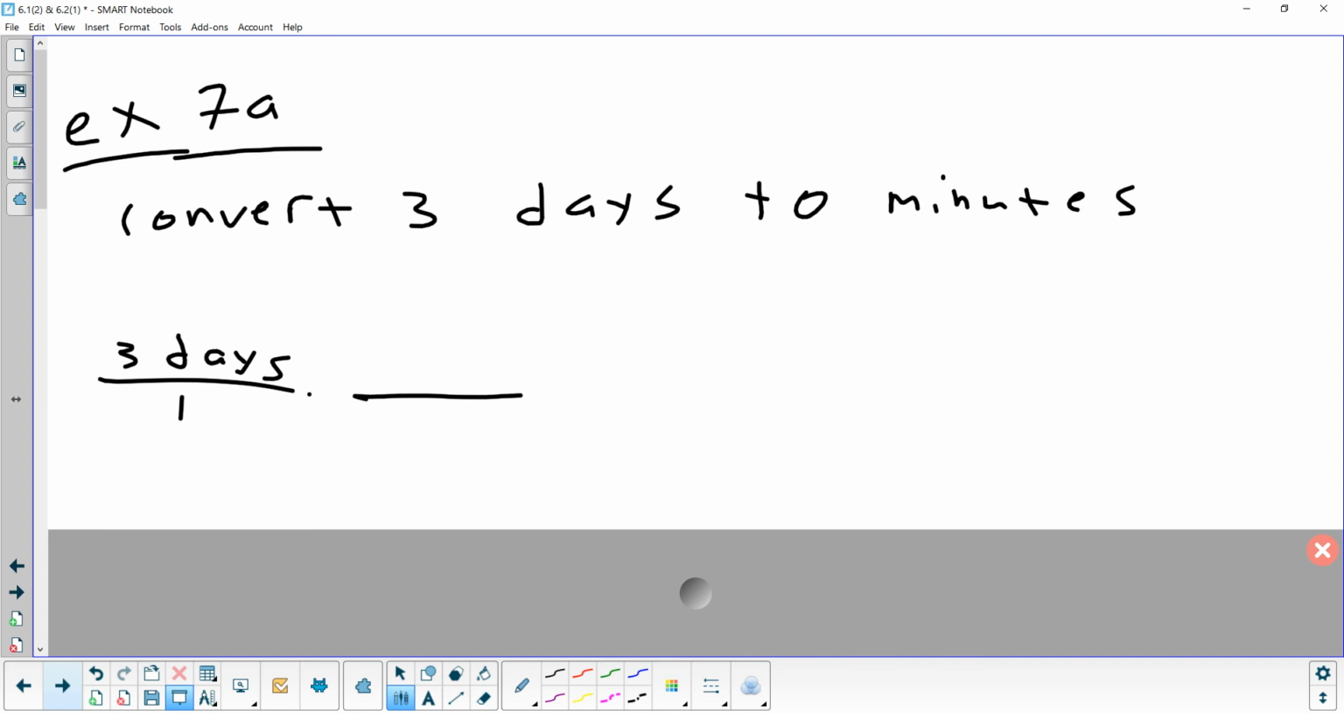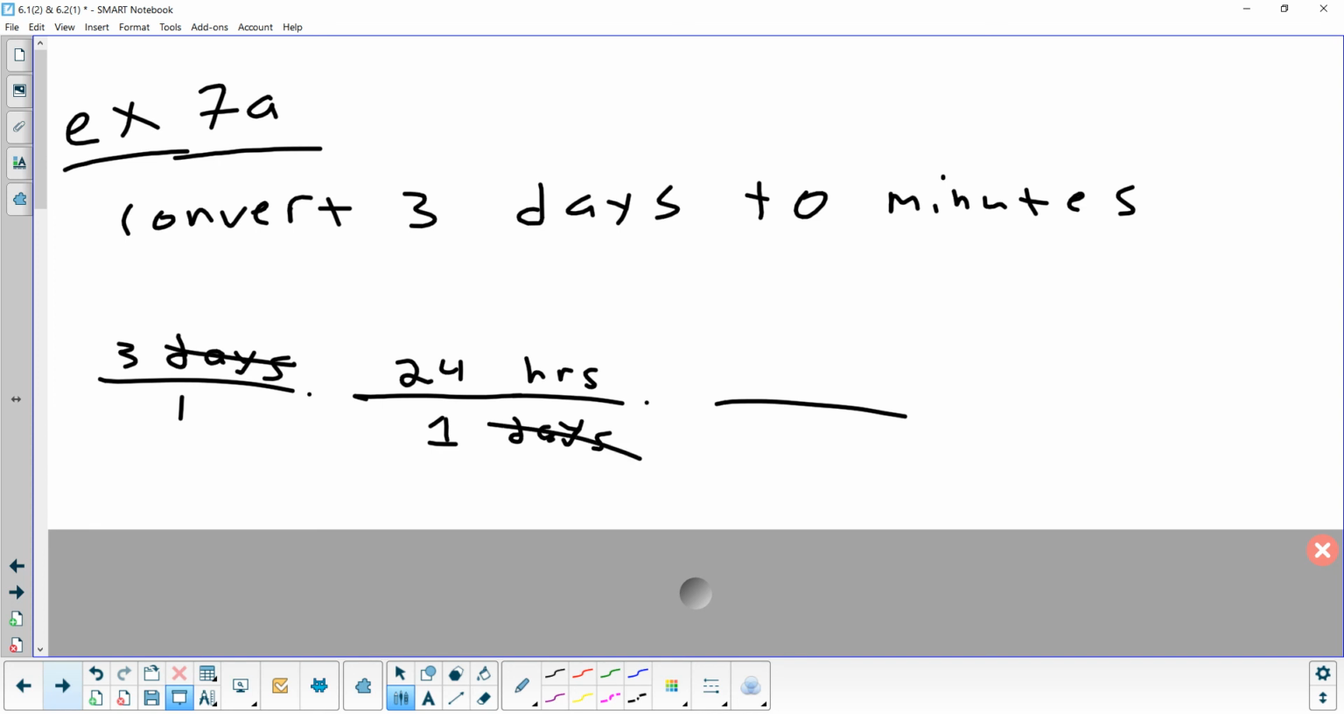Because I can't convert right to minutes, because I don't know how many minutes in a day off the top of my head. I know how many hours in a day, that's easy. So I'm going to go to hours first. Where would days go to cancel out? Top or bottom? Yep, bottom. So we're going to have days in the bottom. We're going to have hours in the top. And now we have to fill in the conversion. There are 24 hours in one day. All right, so now days is gone.